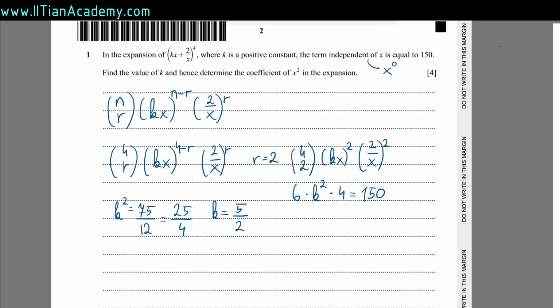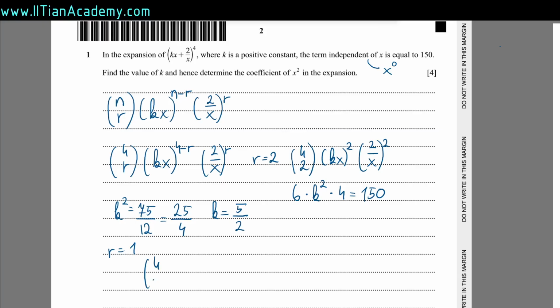All right, so now we have the value of k, and we need to determine the coefficient of x squared. So again, we have to look back at this formula over here. We will have x squared when r is equal to 1. When r is equal to 1, we will have x cubed over here, and we will have 1 over x over here. When we multiply them, we get x squared. So we say r is equal to 1.